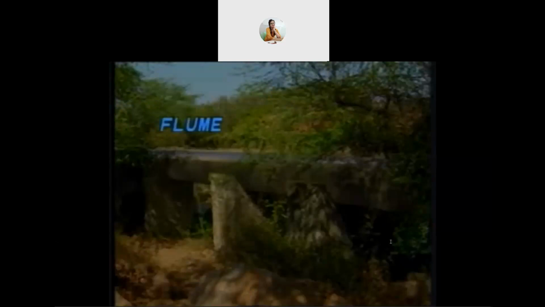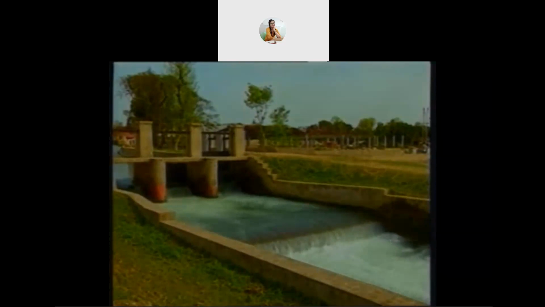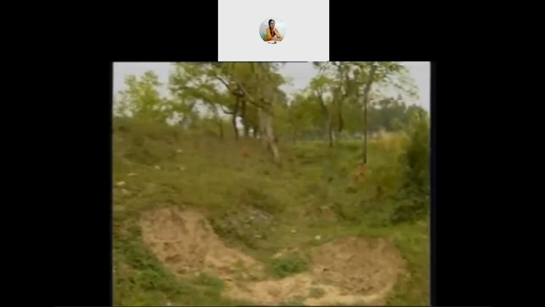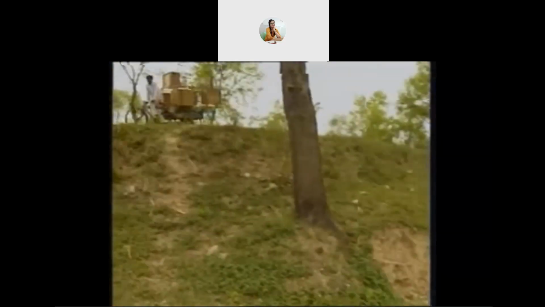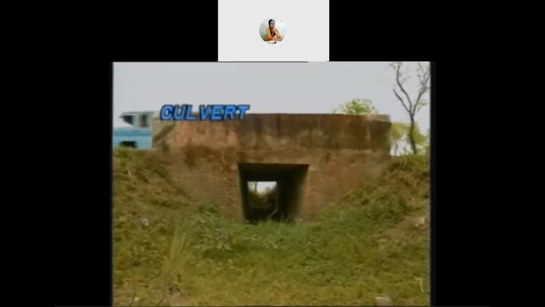The flume is a channel usually supported on or above the surface of the ground to carry water across a depression. A channel having a steep slope is called a chute. If the drop in elevation occurs in a short distance, the chute is then called a drop. A covered channel flowing partly full to drain water across the highway and railroad embankments is called a culvert. It could be rectangular or circular.